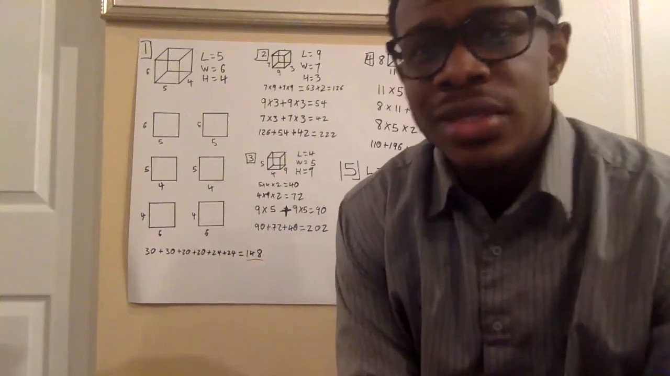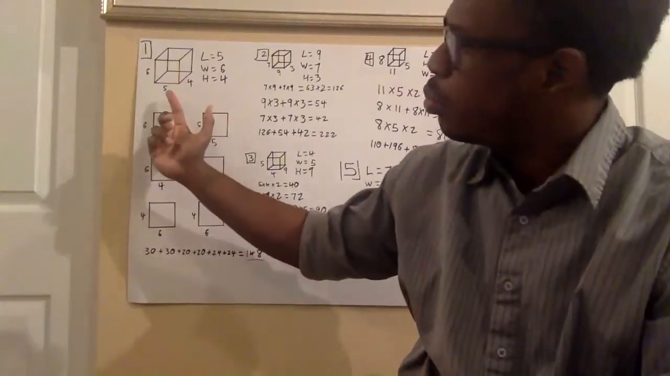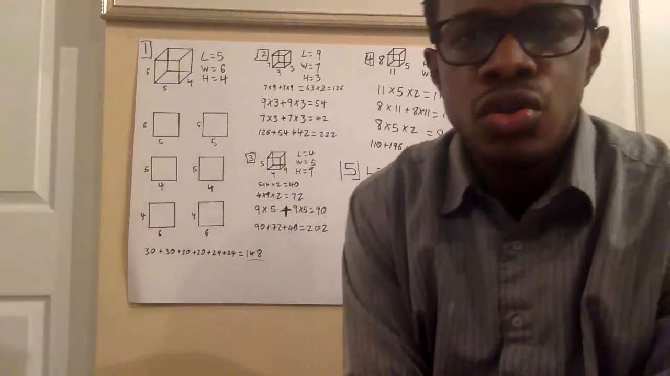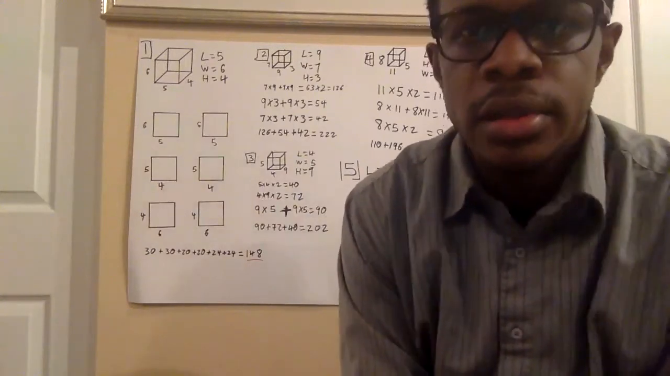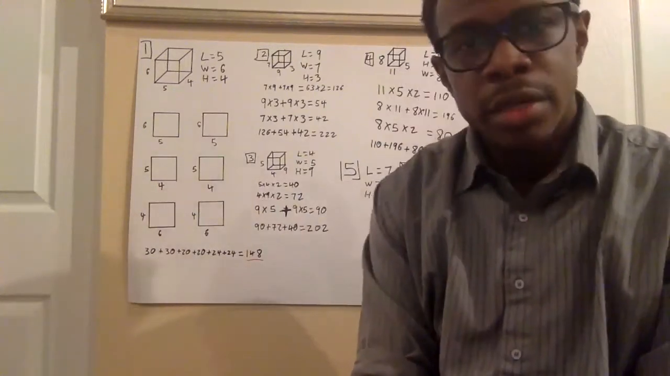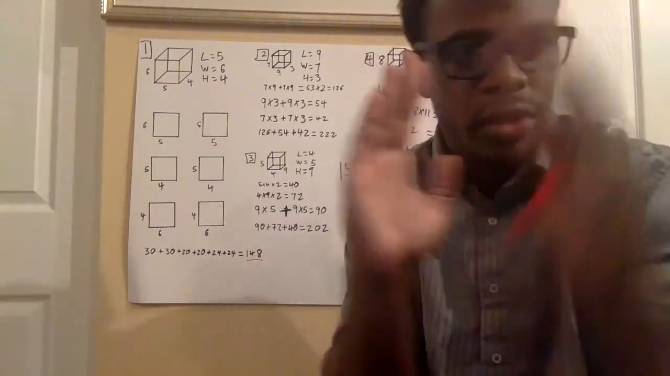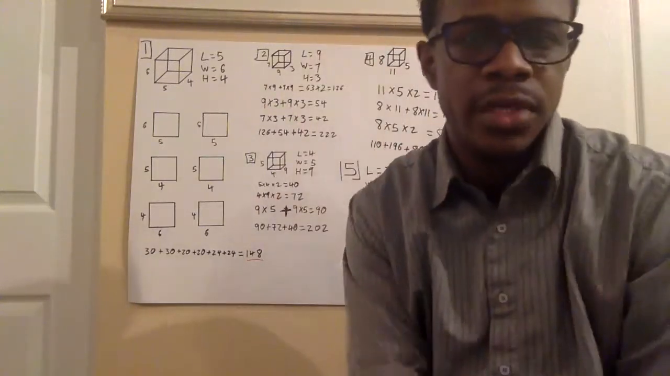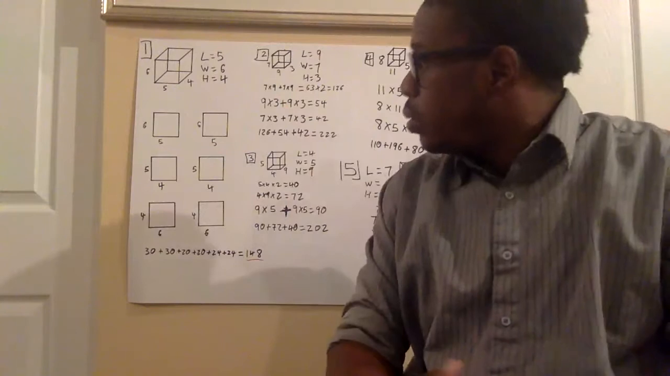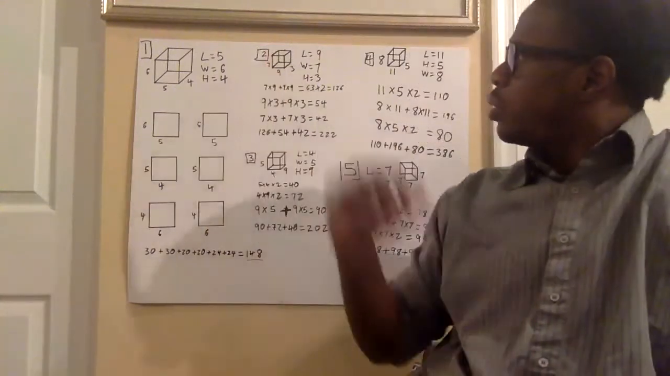So the surface area for this prism is going to be 148. So a couple of steps, but basically all we're doing is finding the area of each surface and then just adding them together. Now, number 2, we have this prism.